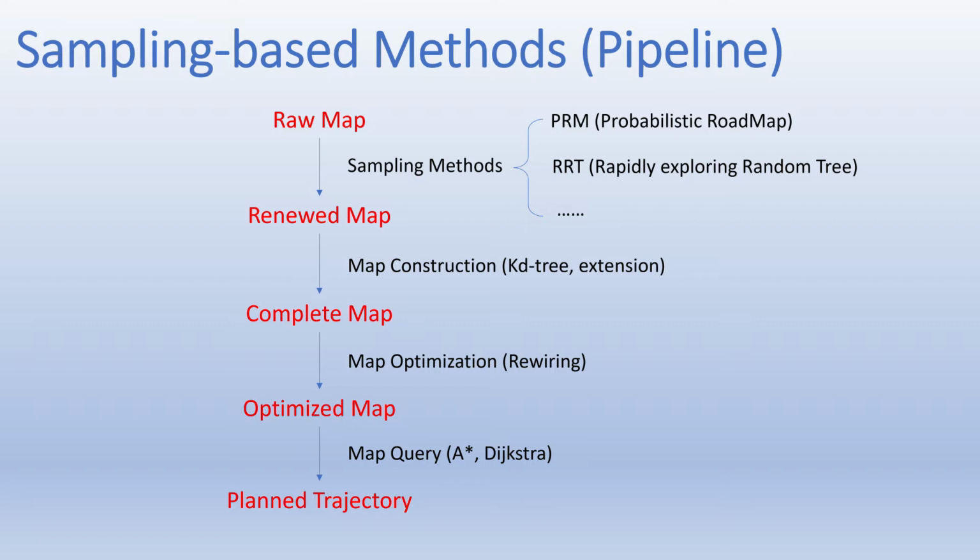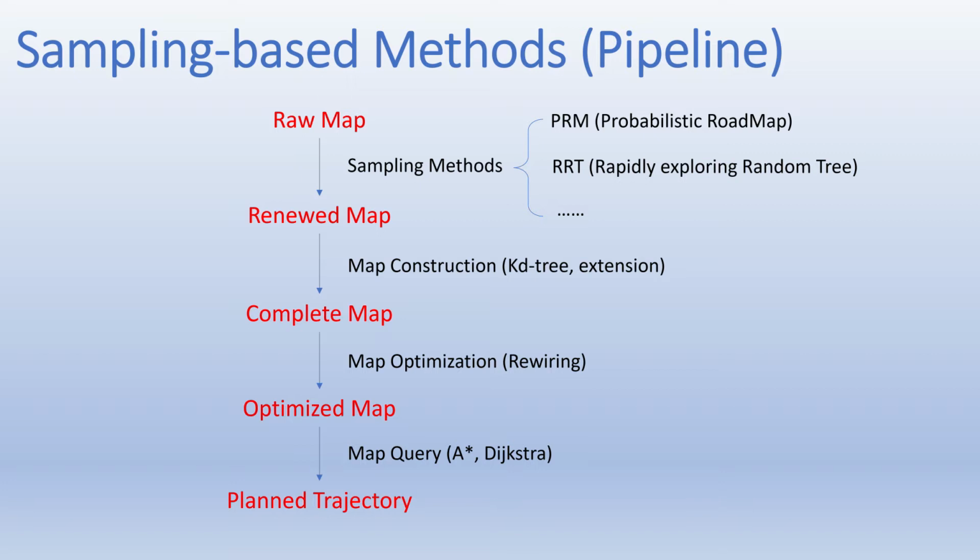And for the sampling-based method, here is the pipeline of it. First, we receive the roadmap with the available configuration as well as the collision part on it, and then we implement sampling methods like the PRM algorithm and the RRT algorithm, and then we get a renewed map.